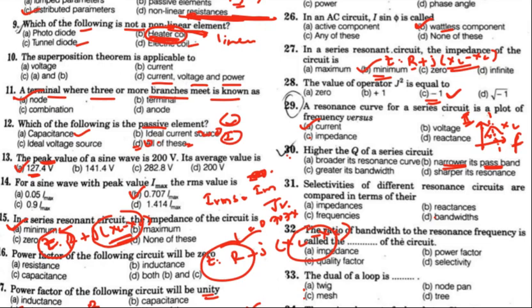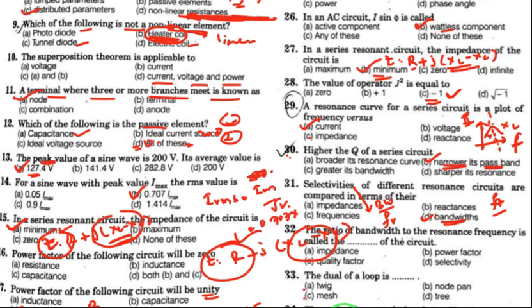Next one. Selectivity of different resonance circuits are compared in terms of their bandwidths. Selectivity is nothing but bandwidth by resonance frequency. So here the answer is bandwidth.